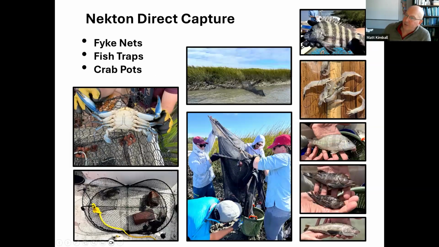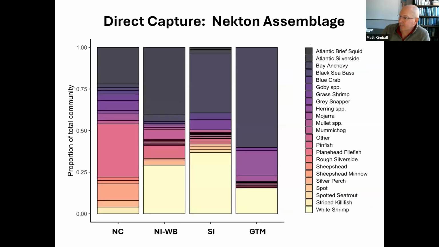For the nekton direct capture, we used traditional methods of fyke nets, fish traps, and crab pots, and we soaked those overnight on all 12 reefs. We followed the same protocol. These are pictures of us deploying the fyke net, retrieving it, crab pots, fish traps, then these common species you might recognize that we collected in our direct capture. So the assemblage, we collected what we'd expect, the common and key species for these estuarine habitats. About 35 total nekton species overall.